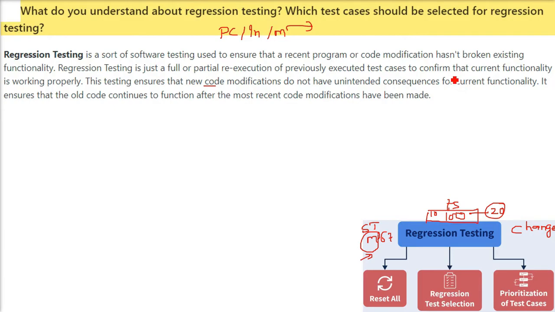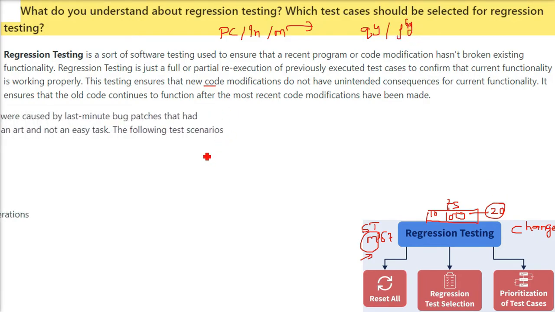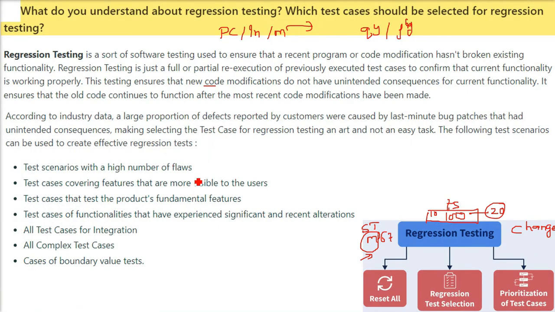This testing ensures new code modifications have not created unintended consequences for current functionality. So we want to ensure quality and functionality remain the same. It ensures that old code continues to function after the most recent code modification. What we see from industry data is that for a large portion of the defects reported by the customer, we just do bug fixing, the patching work. That may create inadvertent or unintended consequences, making selecting test cases for regression testing an art, not a very easy task, because that functionality has to be checked.